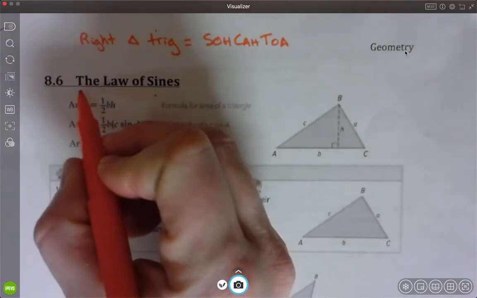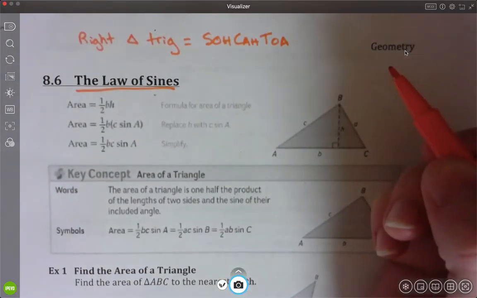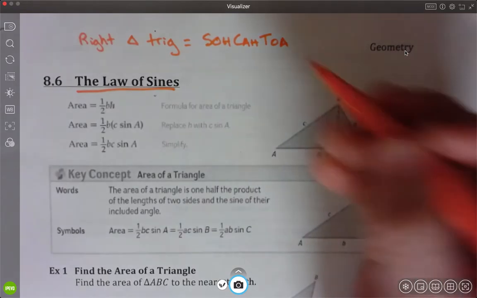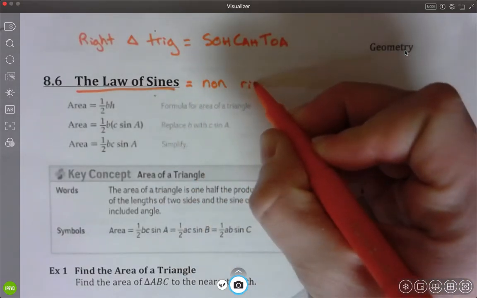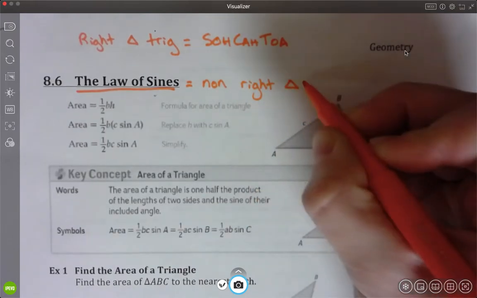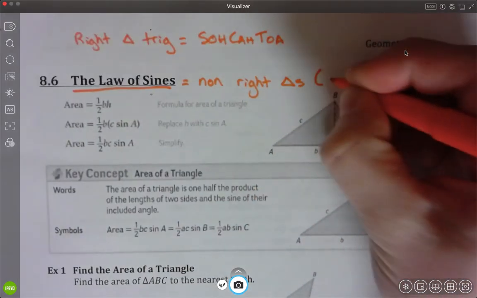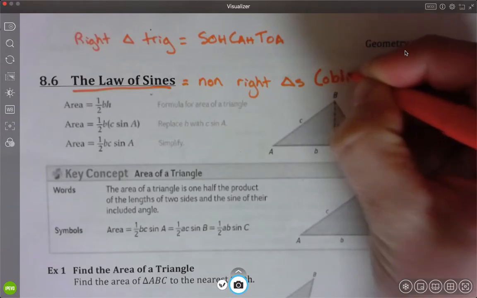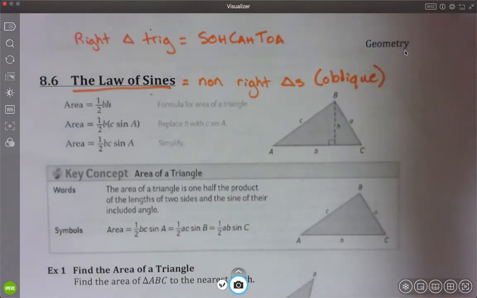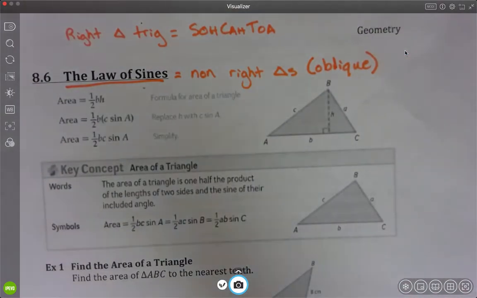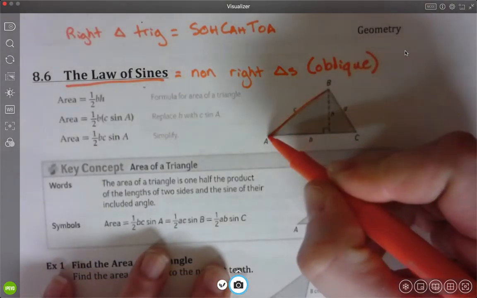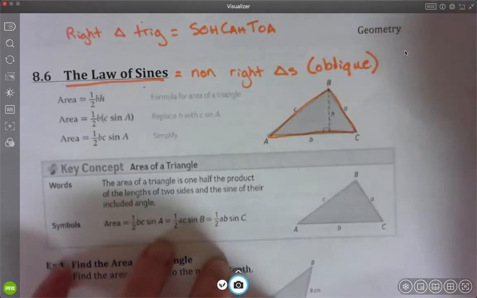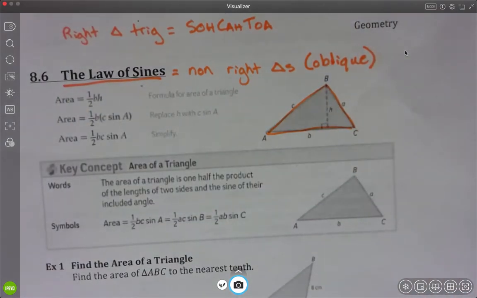So in section 8.6, we talk about the law of sines. In section 8.7, we're going to talk about the law of cosines. And these are for non-right triangles. They're also called oblique triangles, O-B-L-I-Q-U-E. Okay, so not right triangles. This overall shape is not a right triangle, I should say. They kind of have made the height into a 90-degree angle, but these are oblique triangles.